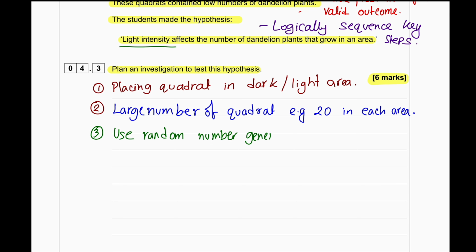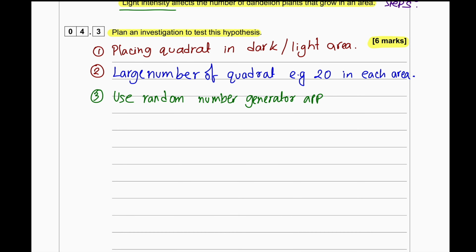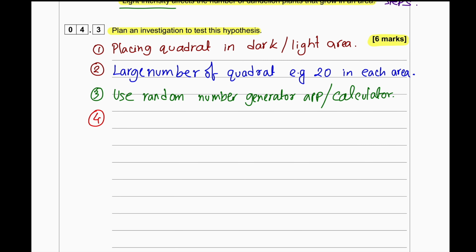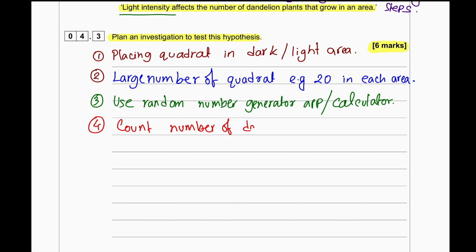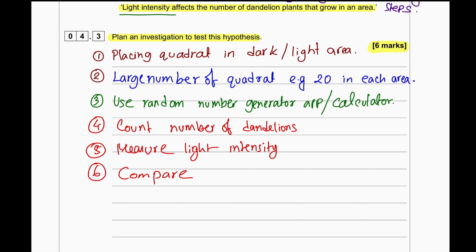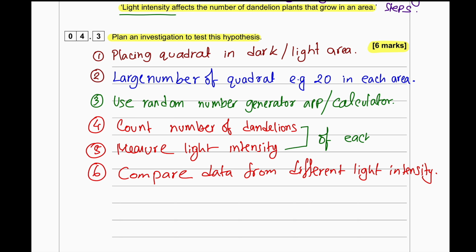Since we have light intensity as a factor, we would have to place the quadrants in an area of dark and in an area of light. Then we will count the number of dandelions within each quadrant and also measure the light intensity in those quadrants. Then we will compare the data for different light intensities and the number of dandelions.